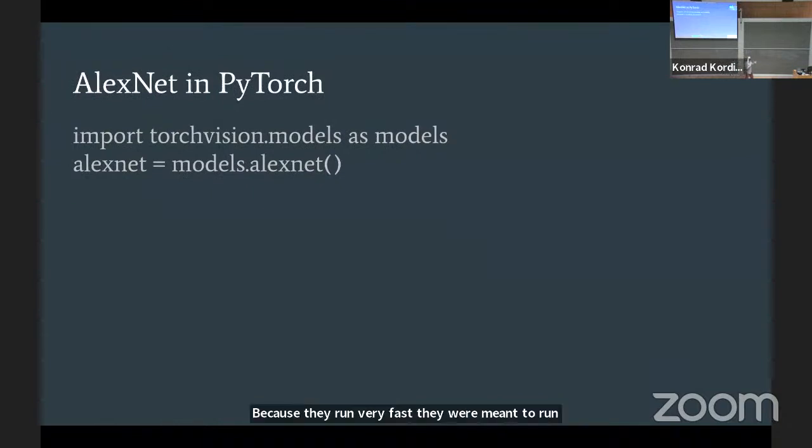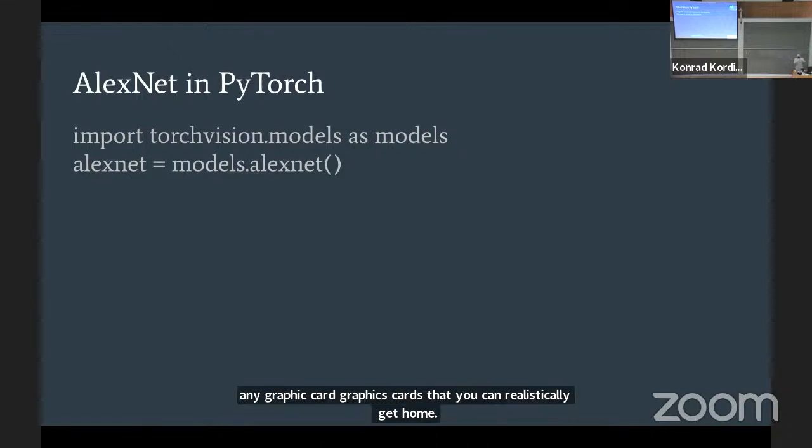No, they were meant to run on what today is exceptionally cheap hardware. Back then, this was a really cool machine. But that means that it's a relatively small model, 60 million parameters. It's no problem. It will fit into any graphics card that you can realistically get a hold of. And it makes it very easy to check things.